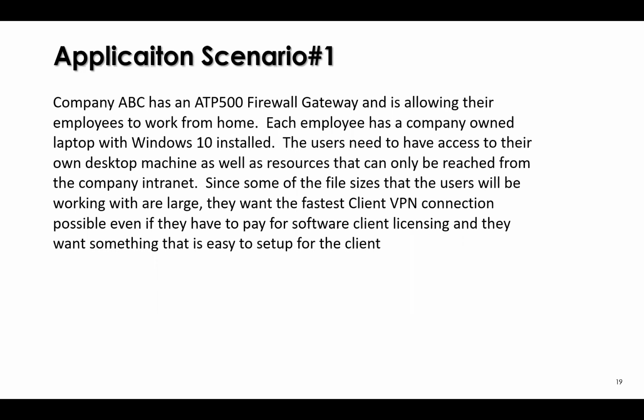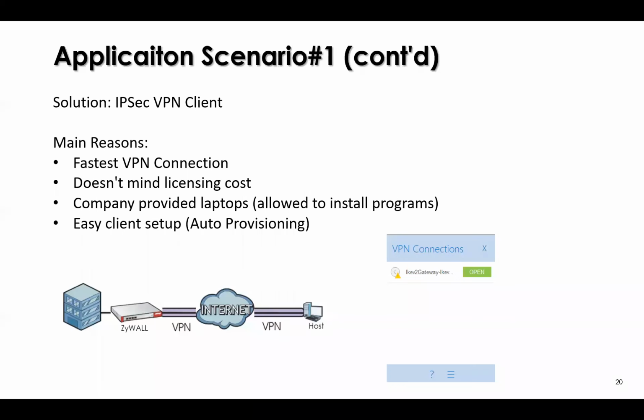Each employee has a company-owned laptop with Windows 10 installed, and the users need to access their own desktop machine as well as other resources. Since some of the files that the users will be working with are very large, they want the fastest VPN client connection. Even if they have to pay for it, they were willing to get it. So the answer to that solution is going to be the IPsec VPN client, mainly because it's the fastest VPN connection, the client doesn't mind the licensing cost, and the company has provided laptops, which allows them to install programs.